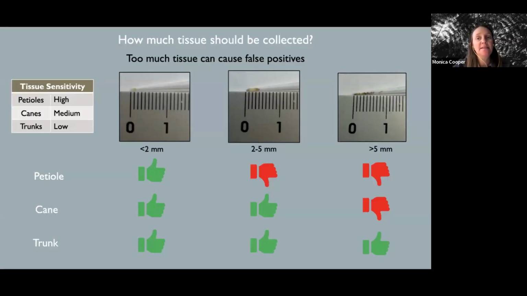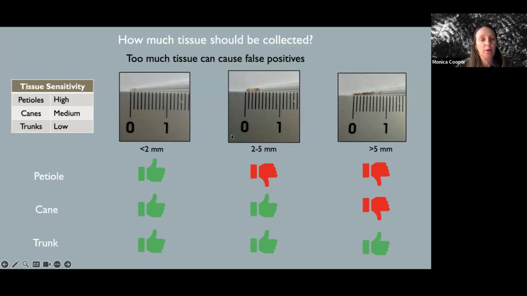And there is some sensitivity to how much tissue should be collected. If you collect too much tissue, you can get a false positive. That happens because of the pH change in the reagent, which can cause a color change even though there's no red blotch present. The tissue that's most sensitive to that is the petiole tissue. So when you're doing that petiole collection, you really need to be conscious that you're not putting more than 2 millimeters of tissue in the pipette tip.